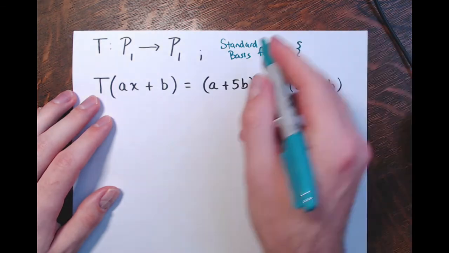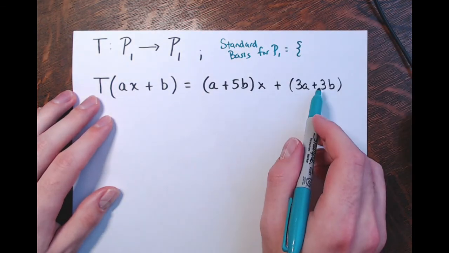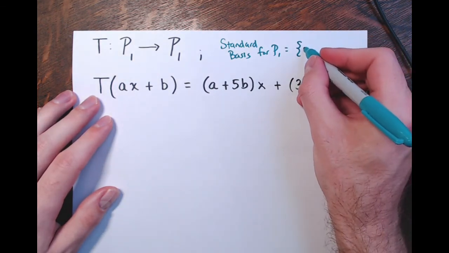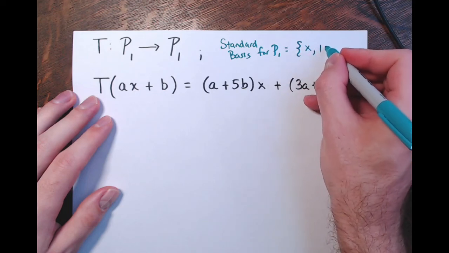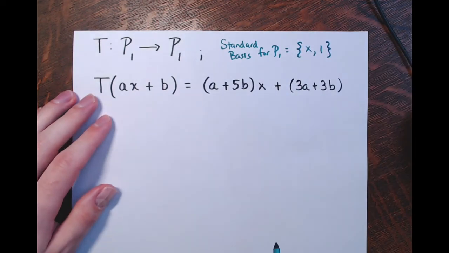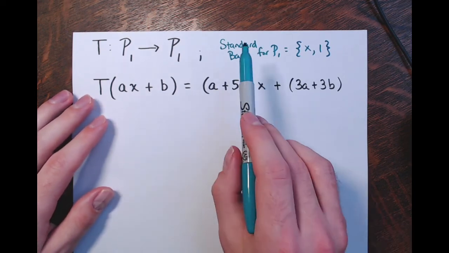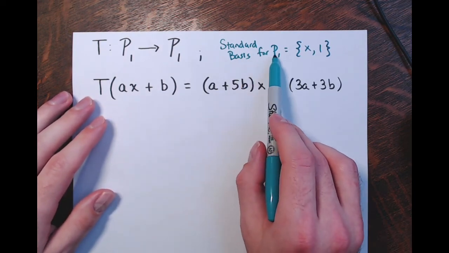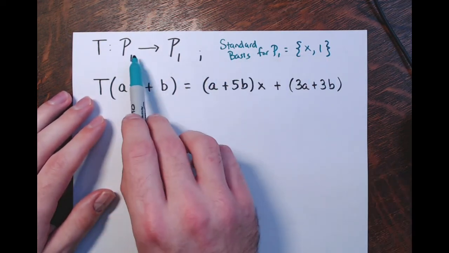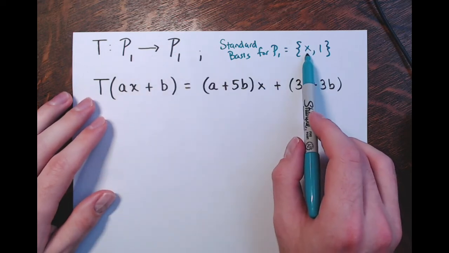And the way these are written, they're writing the x term first, then the constant. So usually I went 1 then x, but I'll go in this order instead this time. So let's say the standard basis for P1 is x and 1, right? Every polynomial of degree 1 or less is some multiple of x plus some multiple of 1.